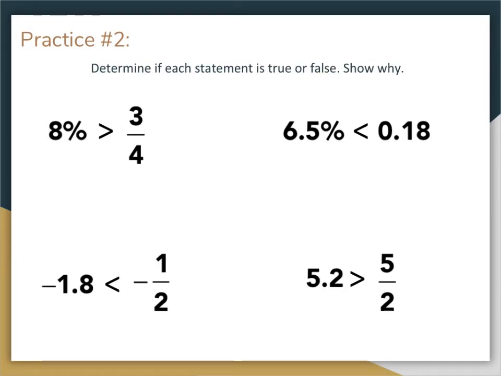Here we are at practice problem number 2. It says determine if each statement is true or false and show why. So you're going to figure out which one is true and false, which one's greater, which one's less, and you're going to circle to see which ones you figured out to be true. Or you can write true and false, up to you. They're your notes, whichever works best for you. So go ahead and pause the video now, press play again to see if you are right.